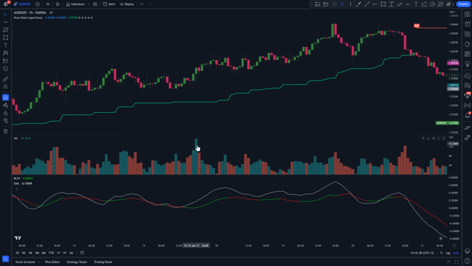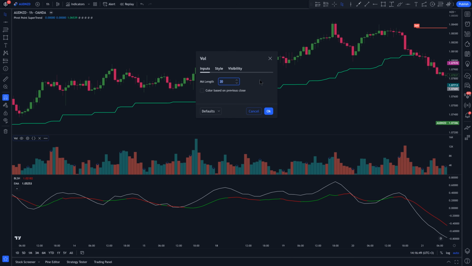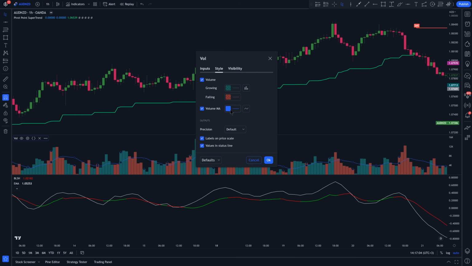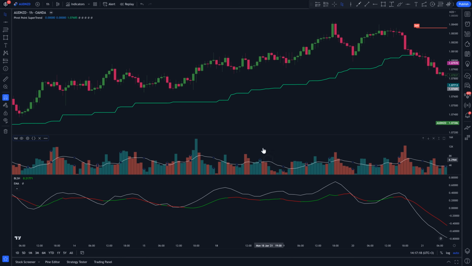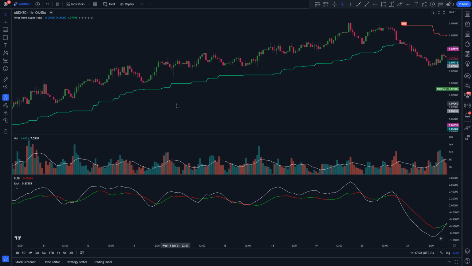Double-click on the volume indicator to change the settings. On the Inputs tab, change the MA length to 10. Then on the Style tab, click here to activate the volume MA. Then you can click here and change its color to whatever you want. For me, I'm going to change it to white. And then click OK.